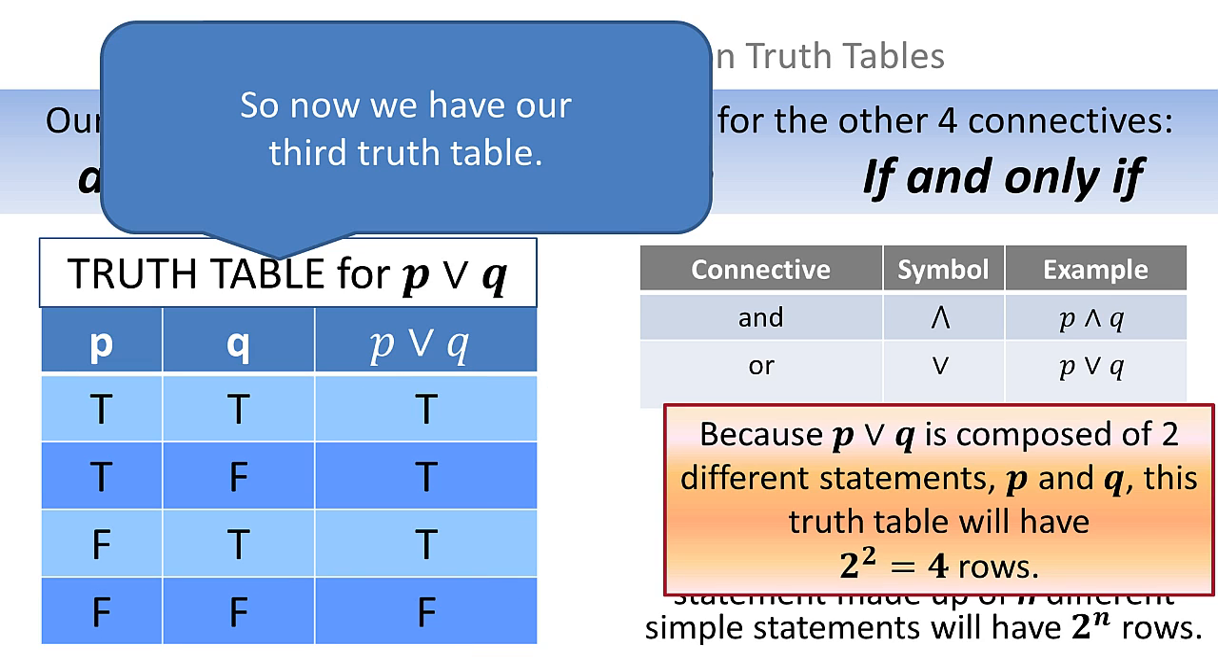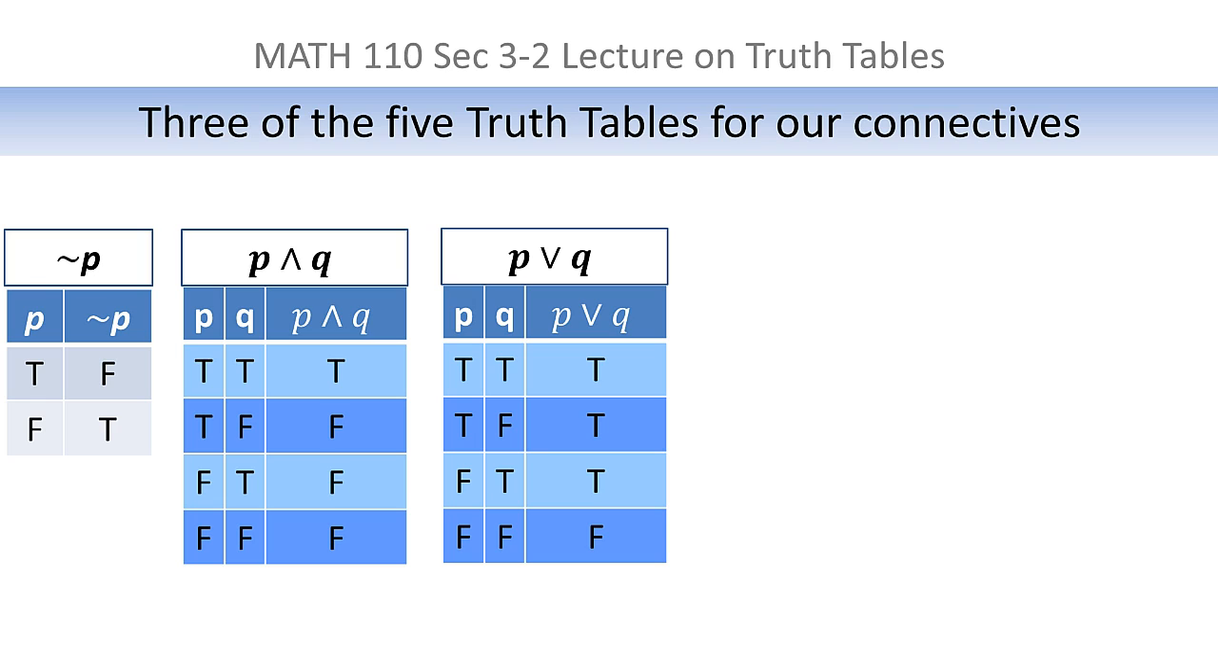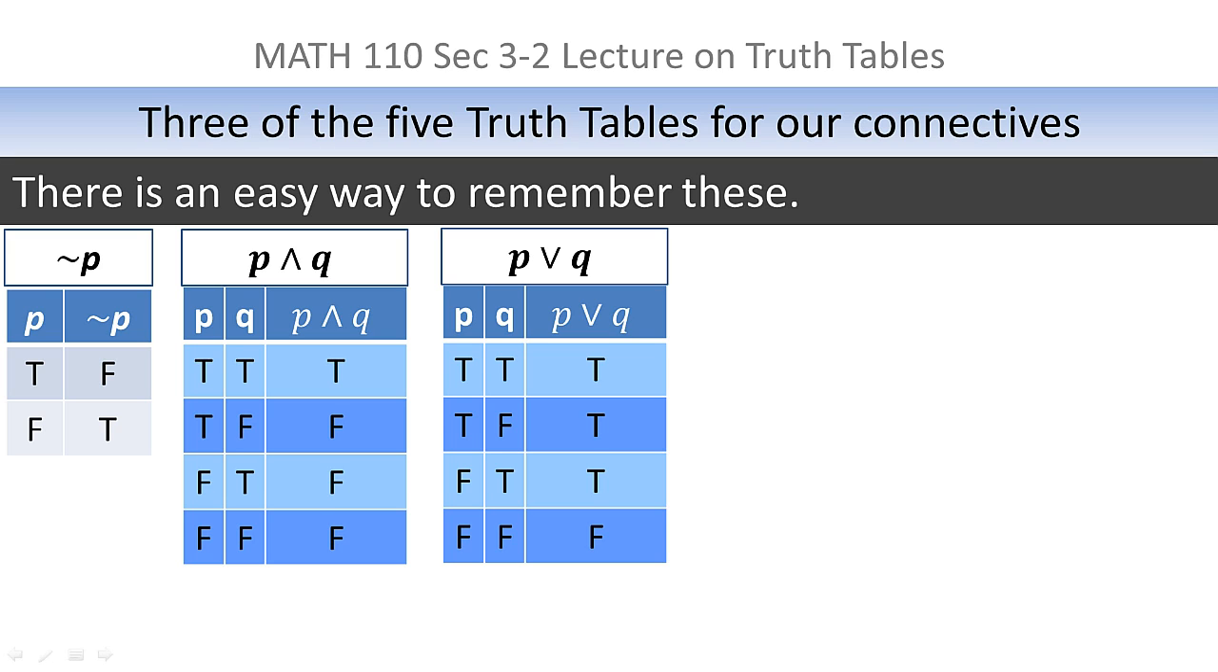Having gone through that, we now have our third truth table. So we have our negation, our and, the or, which is actually an inclusive or. And as I said, we don't really deal with the exclusive or. There's an easy way to remember these three truth tables, and if you just look at them, you can see how easy it really is. If you're trying to remember the negation, all you have to remember is that it changes the truth value to its opposite. So true becomes false, false becomes true.